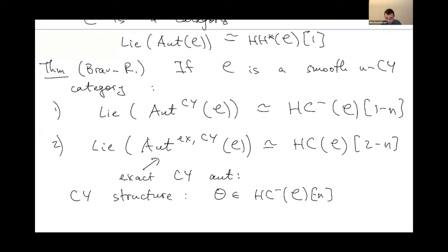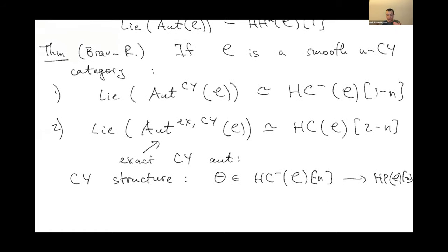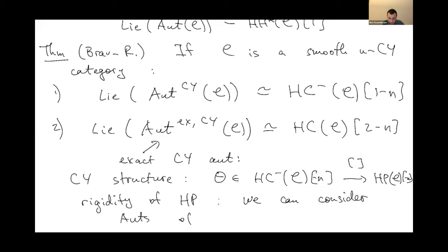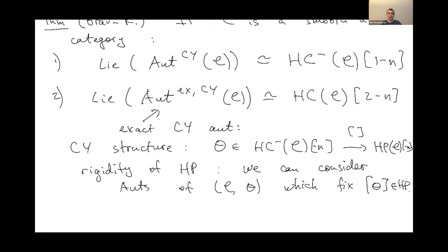So in particular, HC minus maps to all sorts of things, but in particular it maps to periodic cyclic homology, also with the same shift. And so rigidity of HP means that we can consider, let's call this map brackets, automorphisms of this pair, C and theta, which fix the corresponding HP class. This is what I mean by exact Calabi-Yau automorphisms. And so the Lie algebra of this group is exactly the cyclic homology.